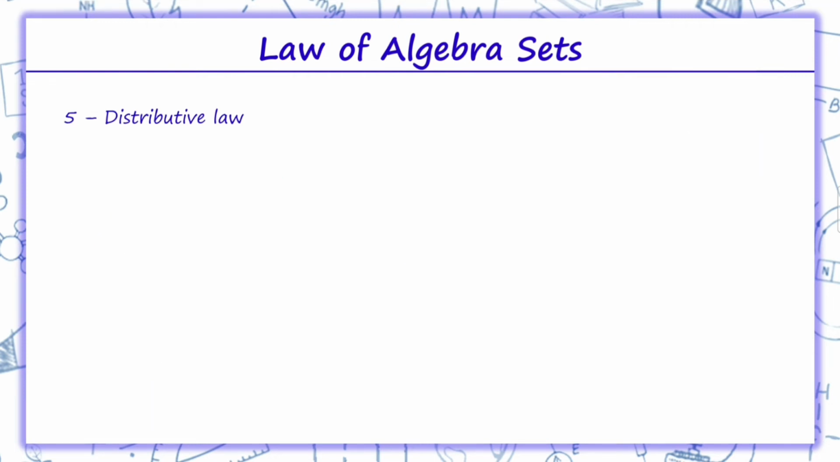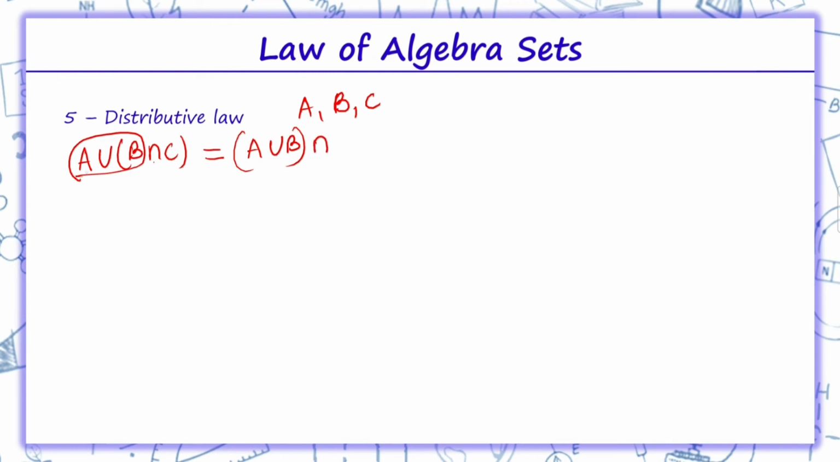Coming on to the next law, which is the distributive law. The distributive law says for any three sets A, B, C, A union (B intersection C) can be written as (A union B), then this intersection will come over here, then (A union C).